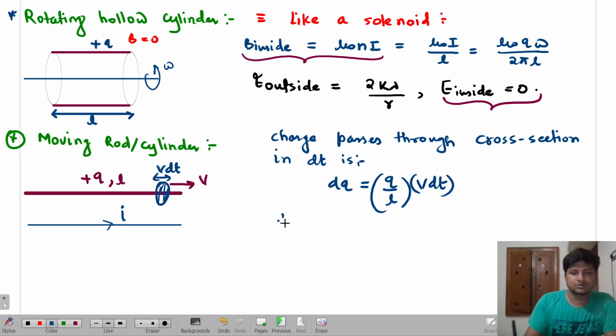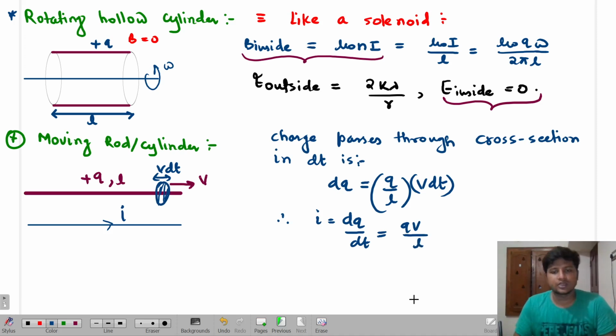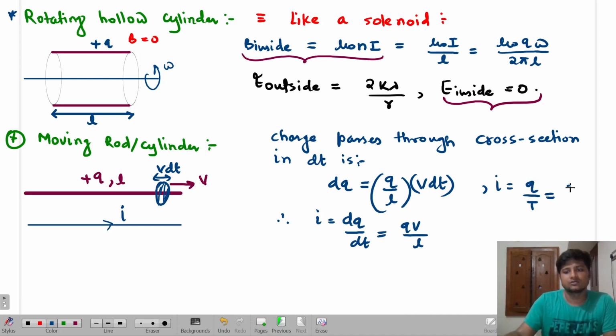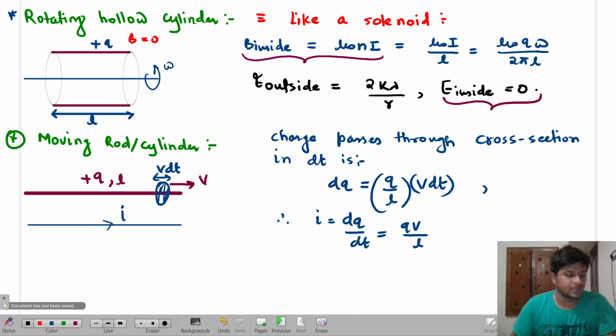So therefore I is equal to dq by dt, so it is equal to qv by L. Or you can also say I is equal to q by time period. Let's suppose the time period to cross this length is L by v. So therefore I can write it as qv by L. Are you able to get me or not? So I got my current.